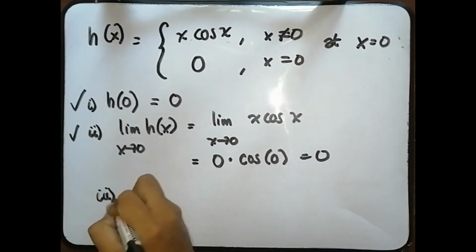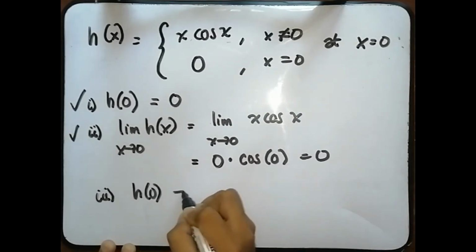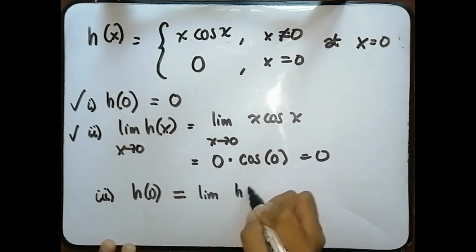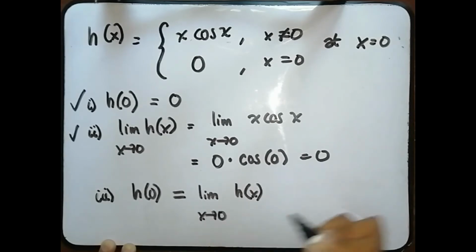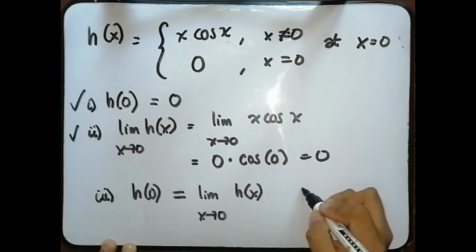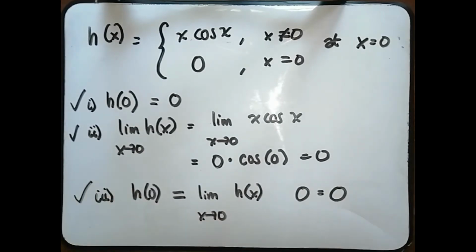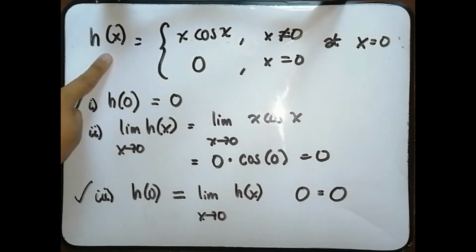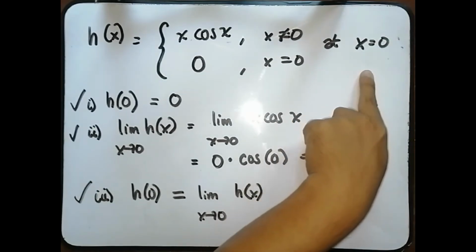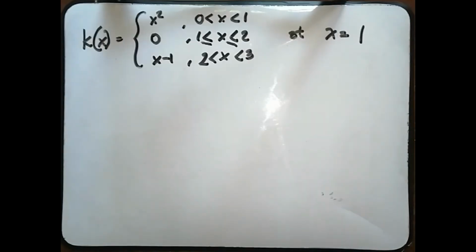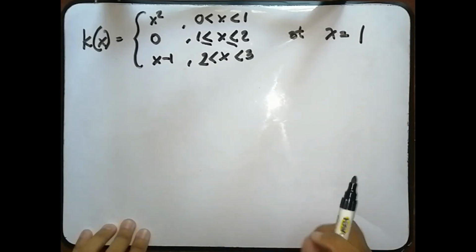Then third criterion, h of 0 must be equal to the limit of h of x as x approaches 0. So since we have h of 0 equals 0 and the limit is also equal to 0, then na meet yung ating condition. So since yung tatlong ating criterion ay nasatisfy, then we say that h of x is continuous at x equals 0. So let's determine if k of x is continuous at x equals 1.